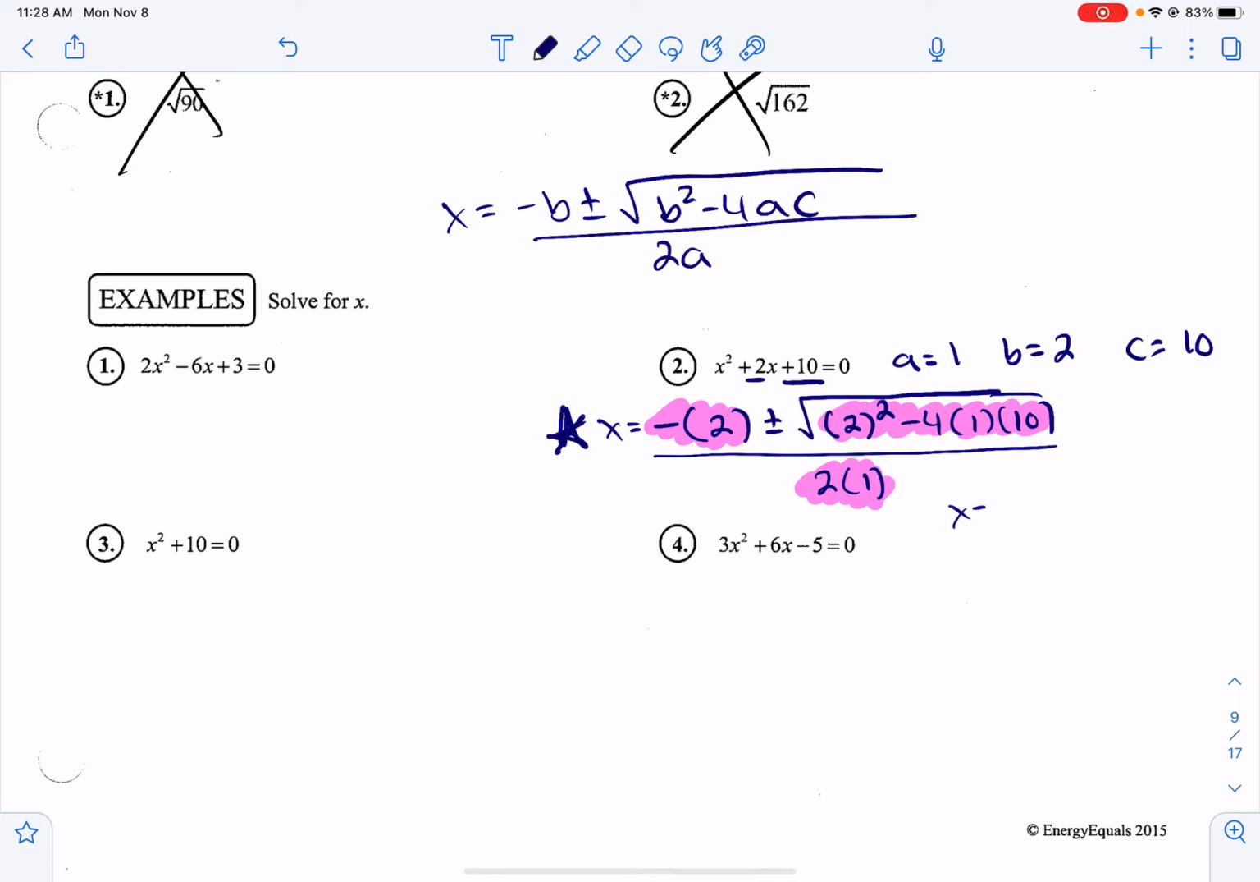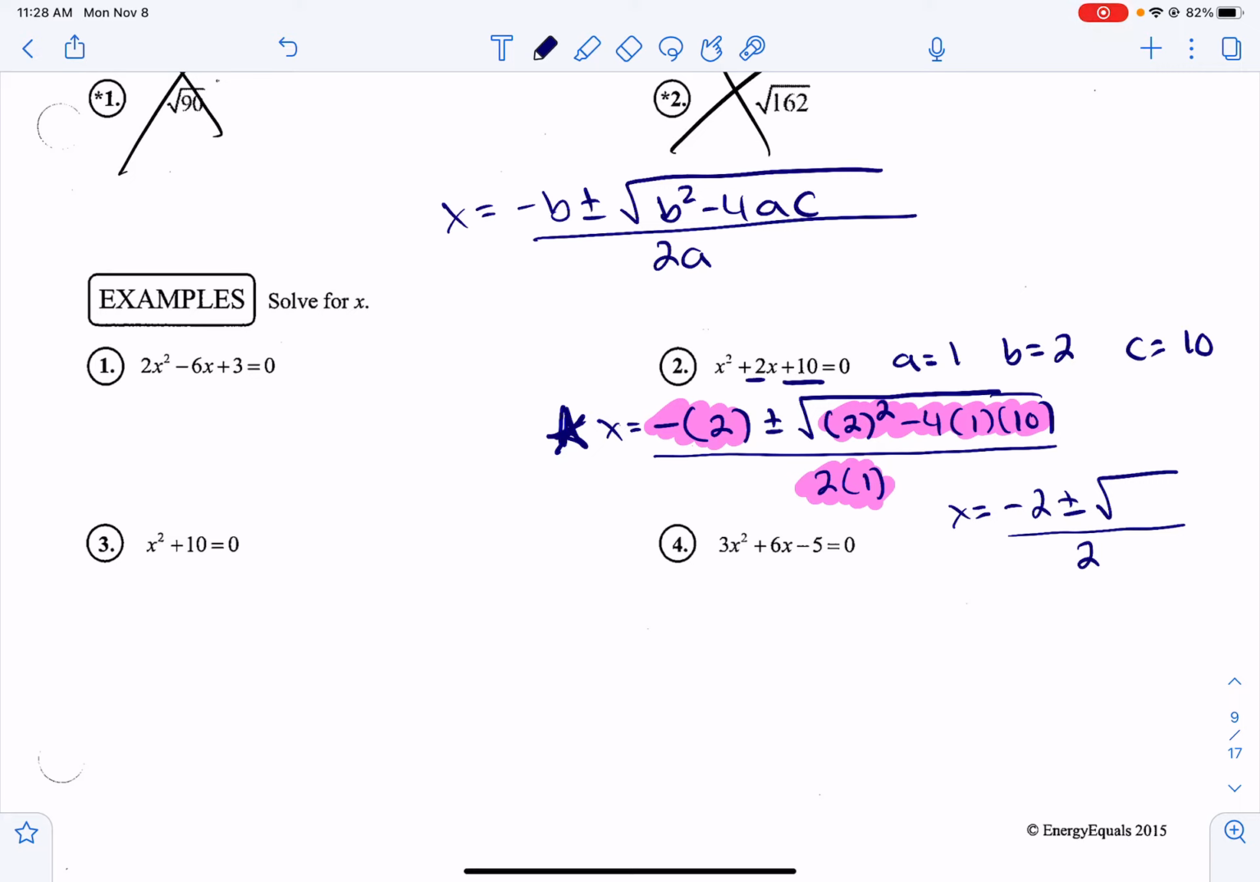So what I get when I plug in -2, I get 2. Crazy. Plus minus square root. Let's do the bottom number first. 2 times 1 is just 2. So now I need to plug in all that square root mess. Remember, I don't write the square root in my calculator. I just put the underneath part.